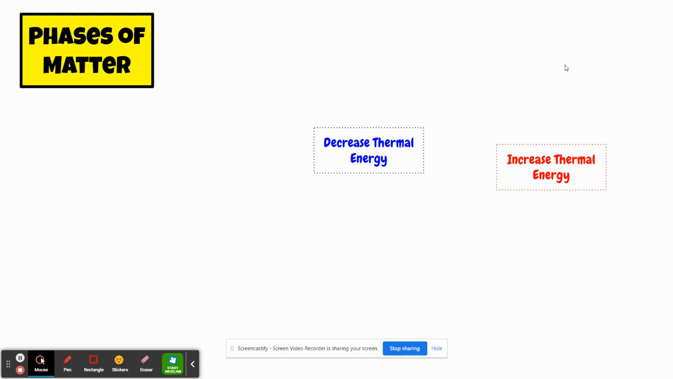So find your first box. It's going to be called Phases of Matter. And then you're going to write Phases of Matter in that rectangle right there called Phases of Matter. Did you find it? The Phases of Matter, the first box.